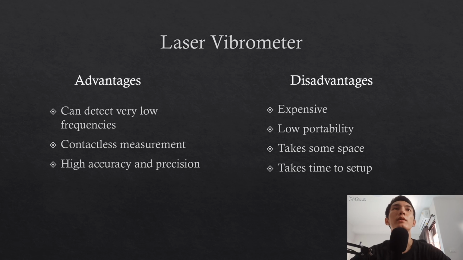The advantages and disadvantages of a laser vibrometer. It can detect very low frequencies. It is a contactless measurement, which means it does not have to touch or contact the object at all. It is a high accuracy and precision measurement, but it is expensive and has low portability. It takes some space and it takes time to set up.